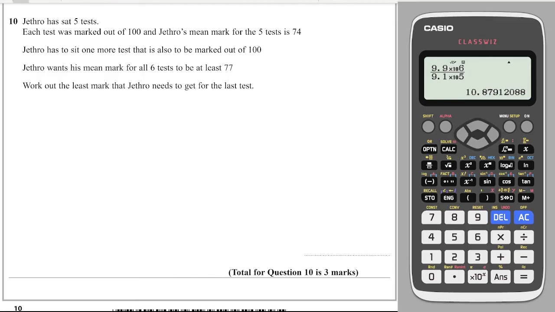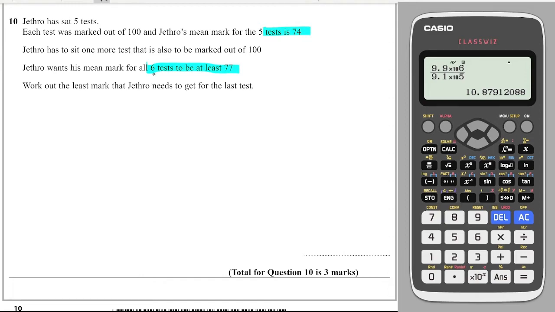Jeffro, that is a fantastic name, has sat 5 tests. Each test is marked out of 100, and his mean for the 5 tests is 74. He sits one more test that is also marked out of 100. He wants his mean to be 77 for 6. Work out how much he's going to need.